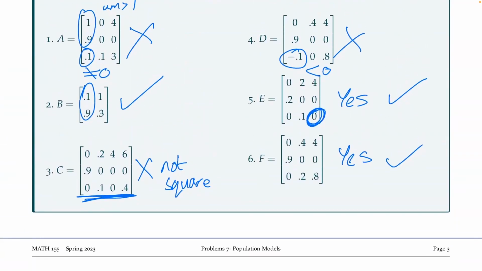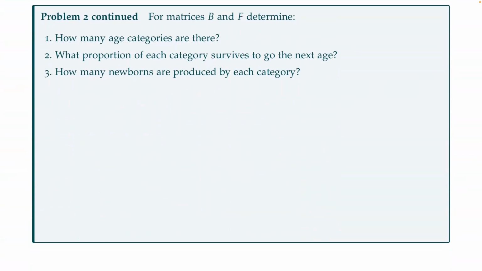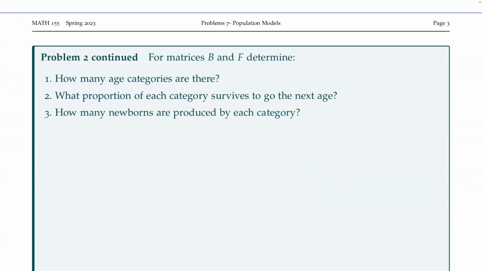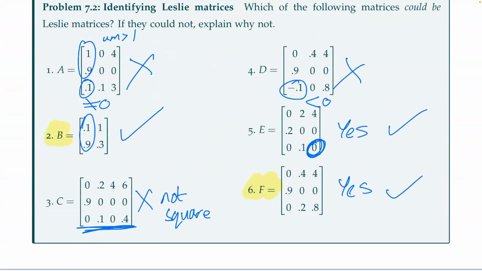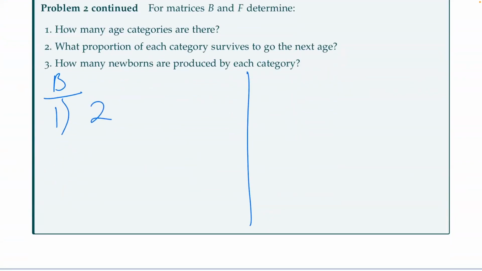If we focus on, let's just focus on B and F. We know that these can both be Leslie matrices. Let's think about, first of all, how many age categories there are. So let's do everything for B first. How many age categories are there in B? 2. Okay, it's a 2 by 2 matrix, so there are 2 age categories.